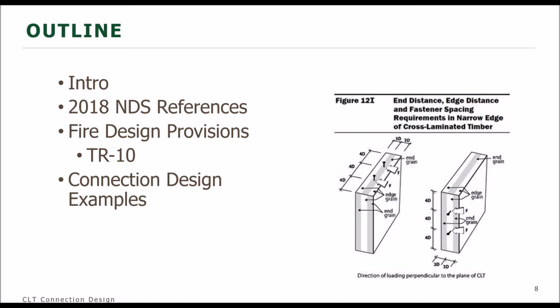I'll address some of the 2018 NDS references that are relevant for both mass timber and connection design. And then we'll go into some of the fire design provisions, both in the NDS and in Technical Report 10. TR10 is a supporting document that is available on AWC's website and provides some additional information that supports the code provisions and goes very in-depth and provides a lot of commentary and some other useful things that we're going to talk about. And then we'll wrap it up with a couple of connection design examples.